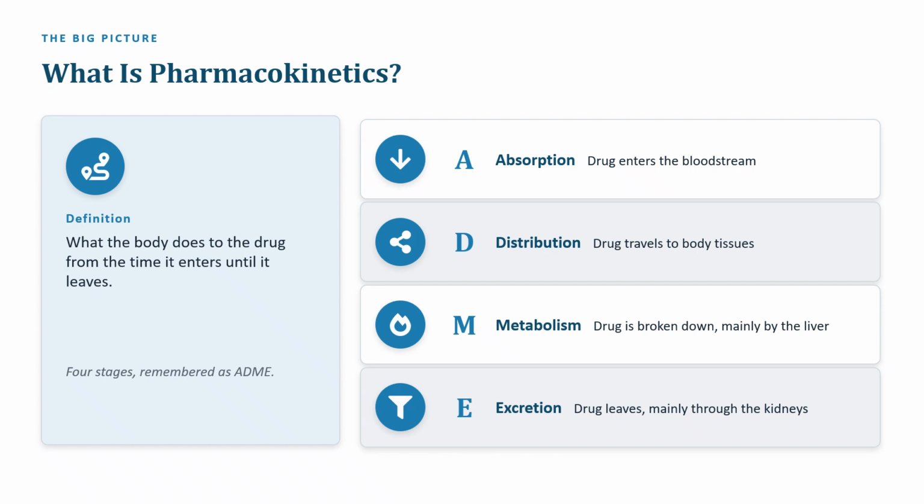Let's define our subject clearly and lay out the map for the whole lecture. Pharmacokinetics is what the body does to the drug from the moment it enters until the moment it leaves. Notice the direction of that sentence. The body is the actor and the drug is being acted upon. That is the opposite of pharmacodynamics, where the drug acts on the body. Keeping that direction straight will save you from confusion. On the right is our map, the four stages of ADME, and we will spend the rest of the lecture walking through them in order.